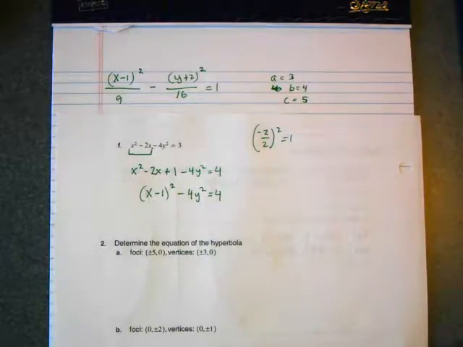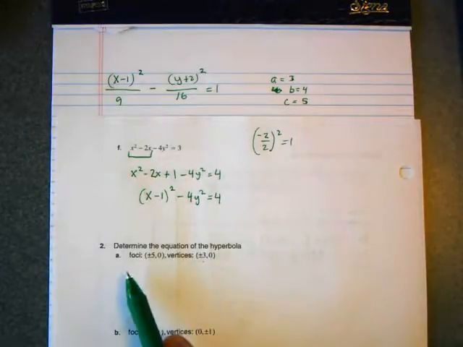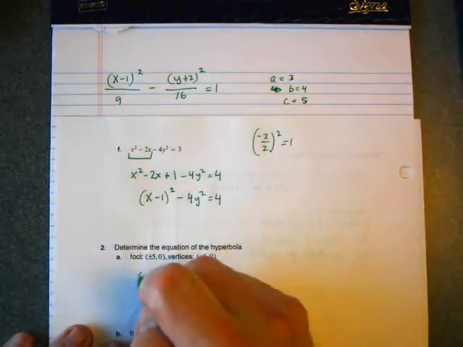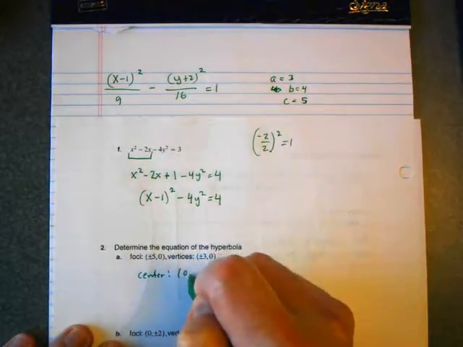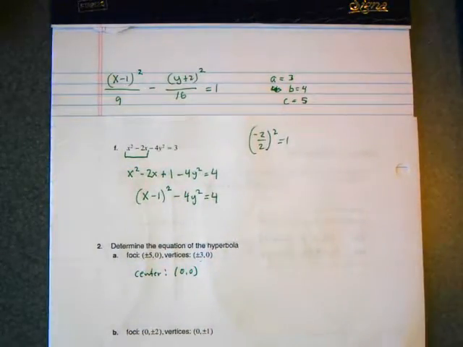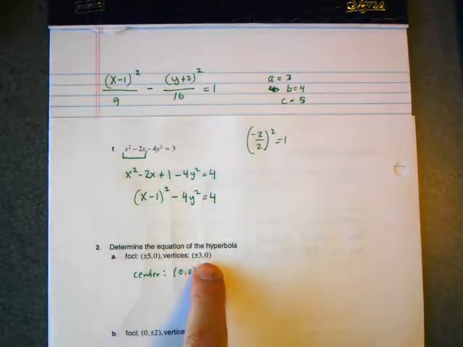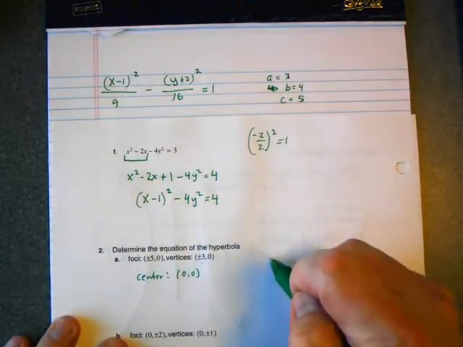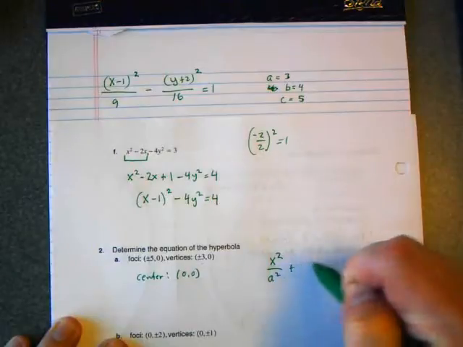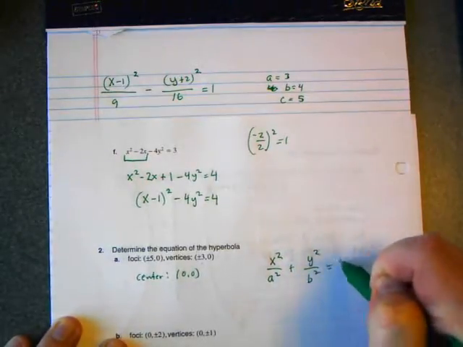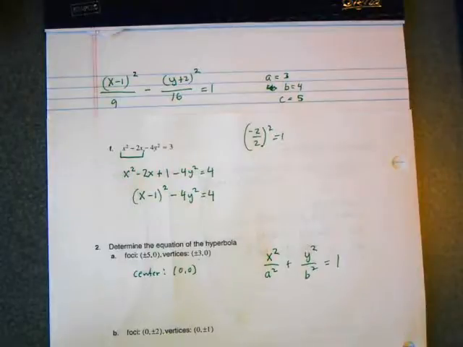All right, so what's the center? How do you know the center is 0, 0? It's got to be halfway between the vertices or halfway between the foci. All right, so center is 0, 0. Is this one going left and right, or is it going up and down? How do you know it's going left and right? Because the x's are the numbers changing, not the y's. That's correct. So it has to look like x squared over a squared plus y squared over b squared equals 1. Do I know the a number?